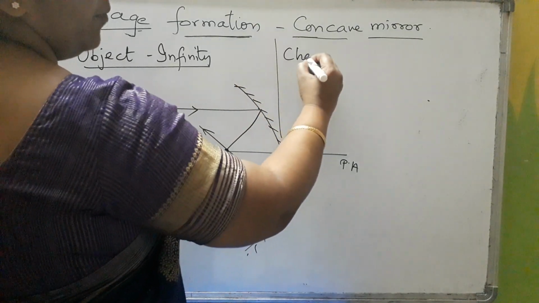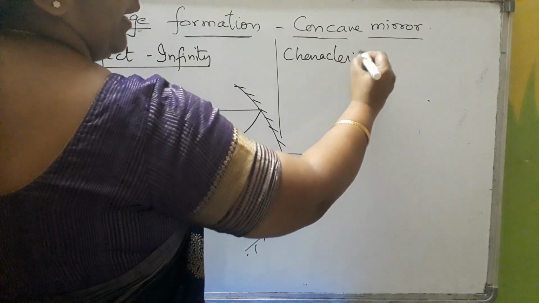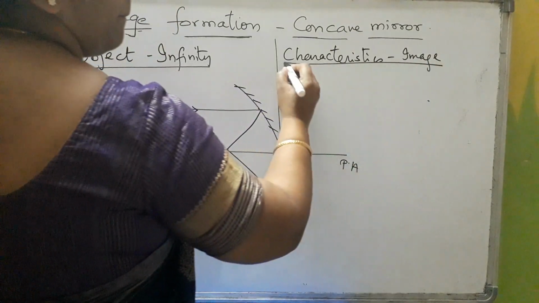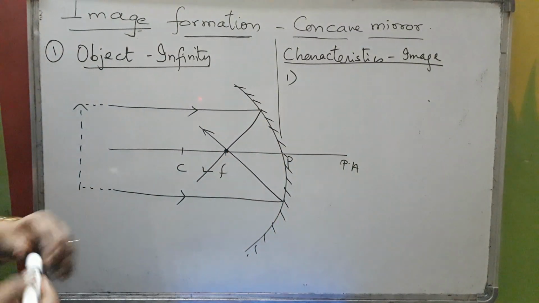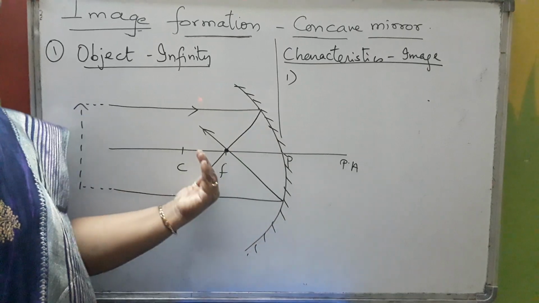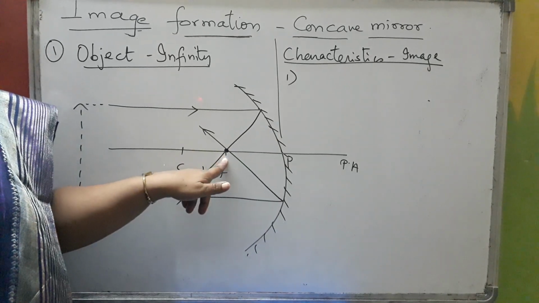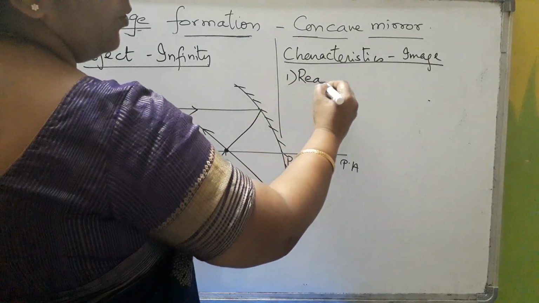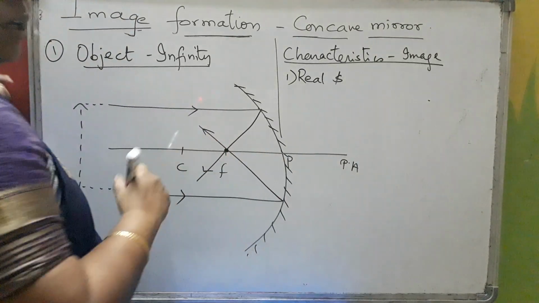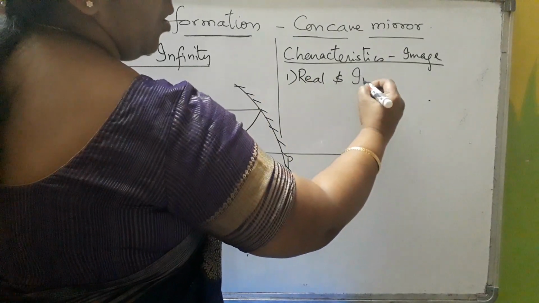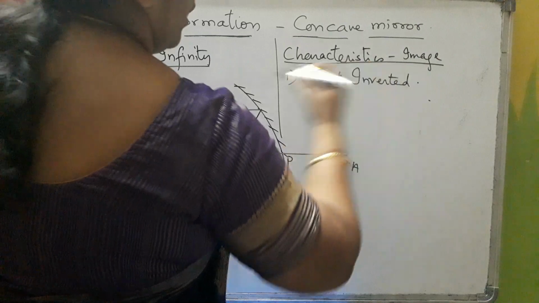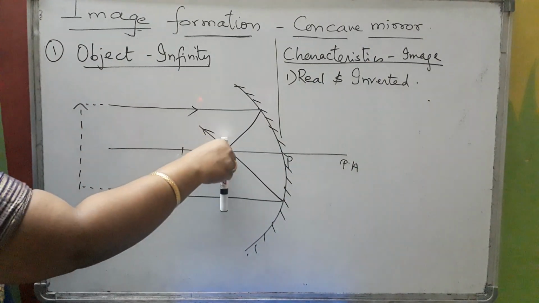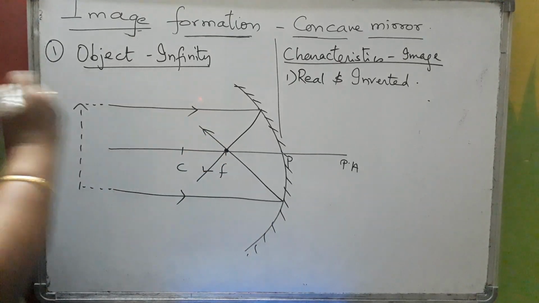After drawing the ray diagram, write the characteristics of image formed by this object. Number 1. Since the image is formed in front of the mirror, we call it a real image. I have already told you, real images can be captured on the screen. Real images are always inverted. The position of the object is going to be like this. The image will be upside down. It is an inverted image.